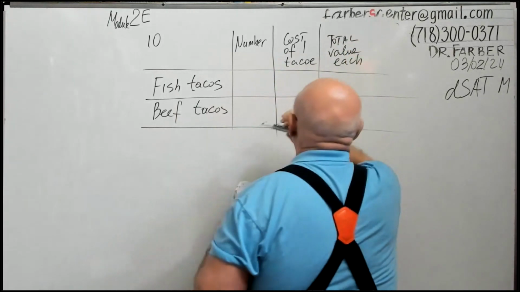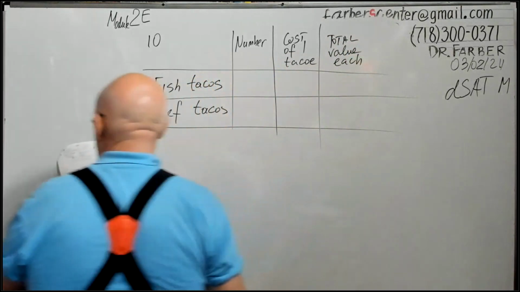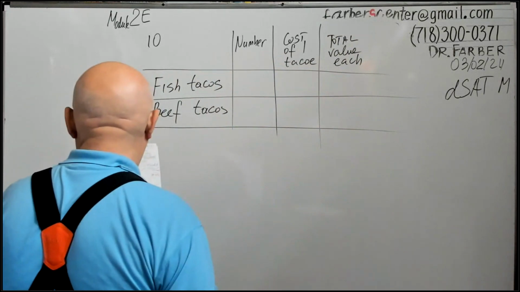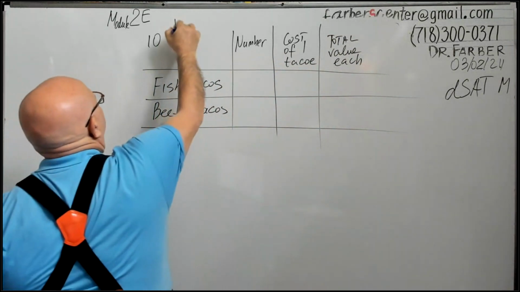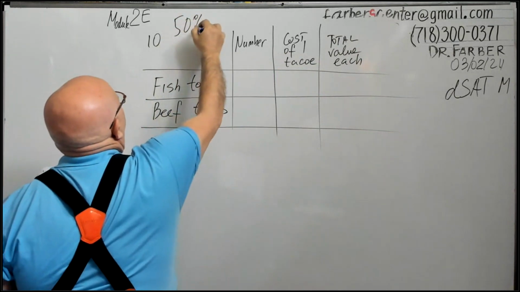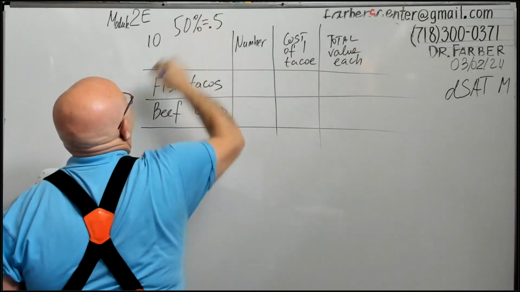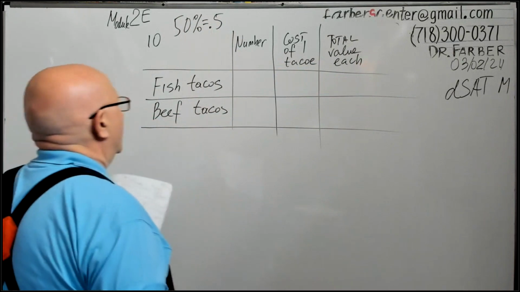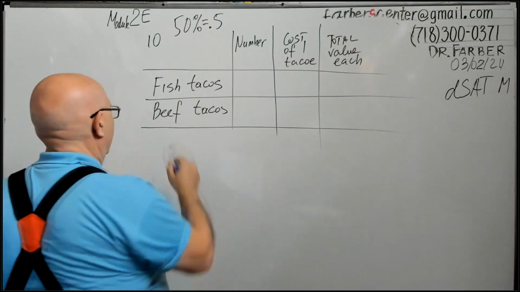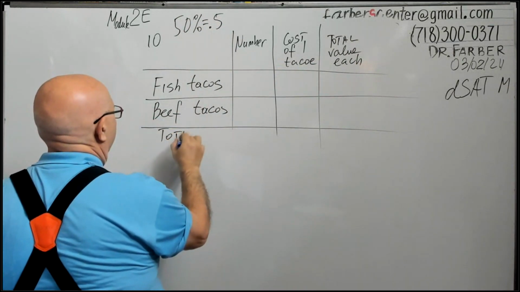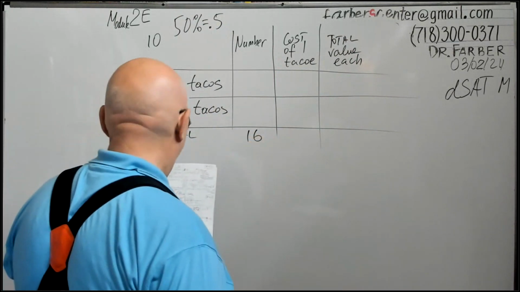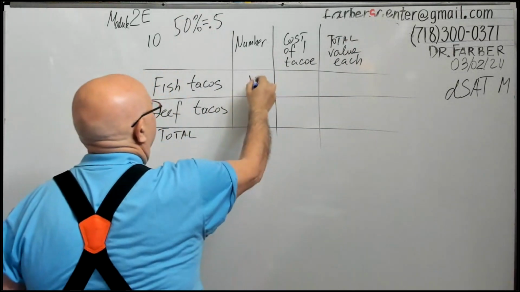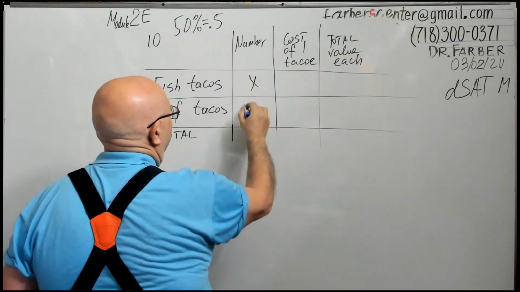Each. Now, they said they have 50% special. Keep in mind, this is important. 50% is 0.5 special. And in addition, they said there are total 16 tacos. For instance, if this is x, this must be what? 16 minus x.